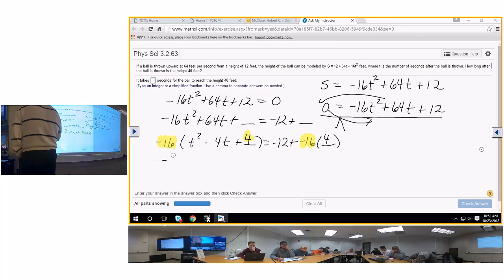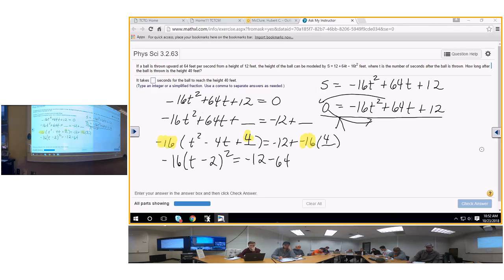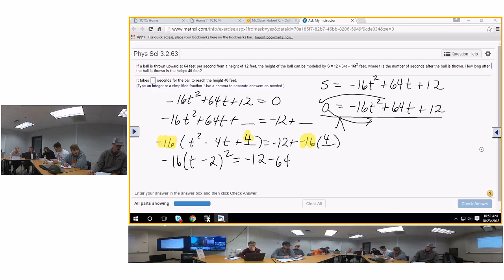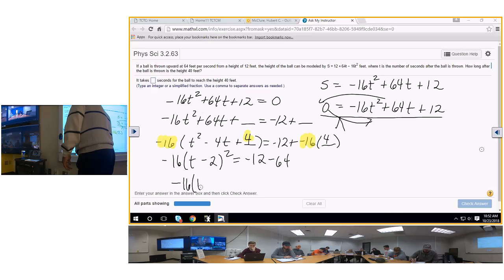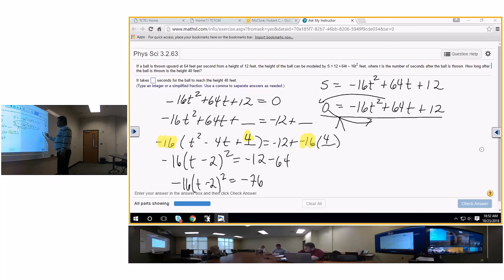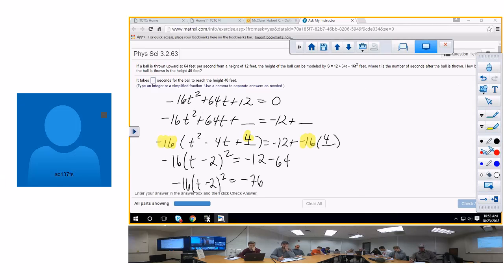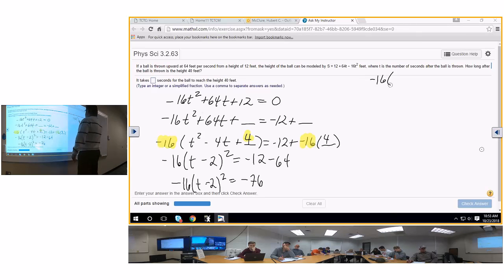So that's going to give you negative 16 t minus 2 quantity squared is equal to, I have no idea, so I'm just going to write negative 12 minus 64. Y'all check me. Is it 64? And that's going to give you negative 16 times t minus 2 quantity squared is equal to negative 12 minus 64 is negative 76. Yep. Now I'm going to erase all this over here. That's going to give you negative 16 times t minus 2 quantity squared is equal to negative 76.